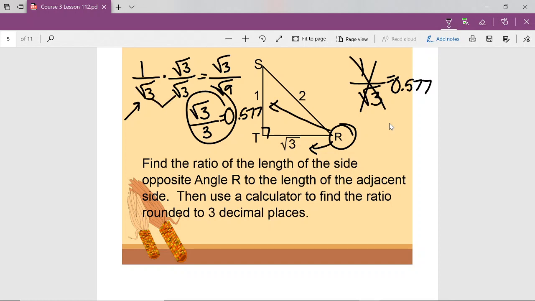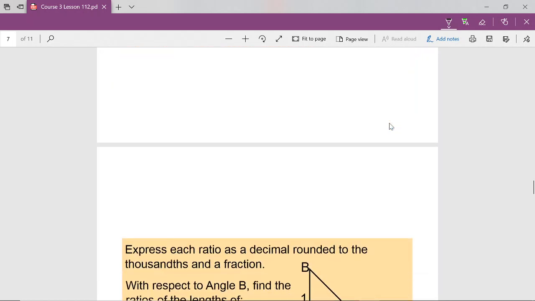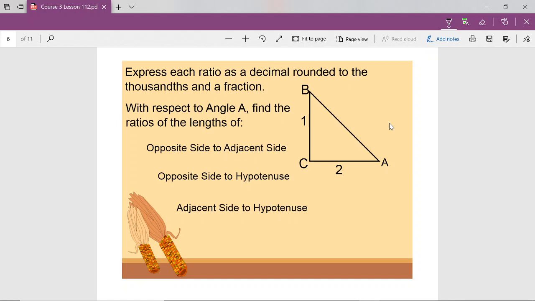Little hint here, the reason that I multiplied the square root of 3 is because I saw the square root of 3 in that denominator. That's all. So let's just do, I think, just a couple more pages here. Express each ratio as a decimal rounded to the thousandths and as a fraction. Okay, so 1 to 2, but I'm missing my hypotenuse. So let's figure out what the hypotenuse is. We plug it into the Pythagorean theorem, and we say 1 squared plus 2 squared equals c squared. So 1 plus 4 is 5 equals c squared. So this side length is the square root of 5 once I solve for that c.